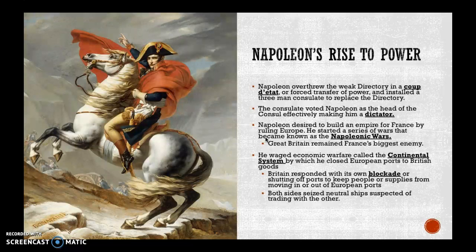Britain responded with its own blockade, trying to shut off the ports to keep people from moving in or out of those European ports. Both sides started seizing neutral ships, which we'll talk about again in American history, suspected of trading with one another, which caused a lot of issues with the American colonists.